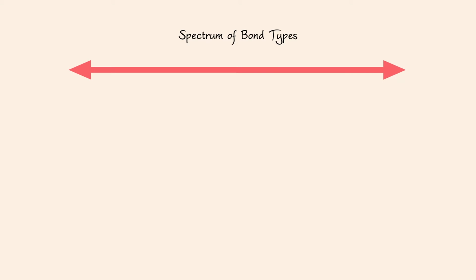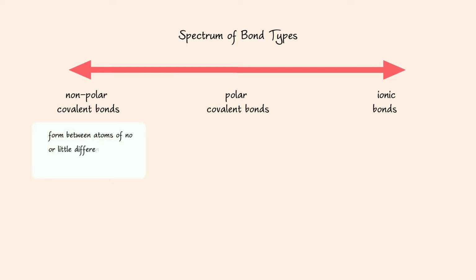There is a spectrum of possible chemical bonds: nonpolar covalent bonds, polar covalent bonds, and ionic bonds. Nonpolar covalent bonds form between atoms of no or little difference in electronegativity. For example, the bond between two fluorine atoms, or the bond between a carbon and hydrogen atom. Keep in mind that each bond contains 2 electrons.